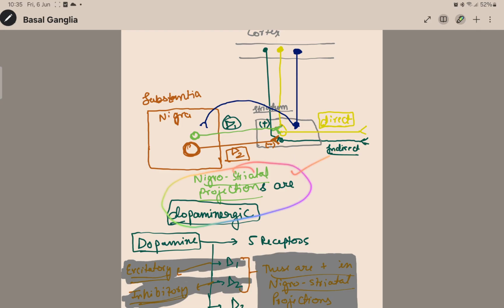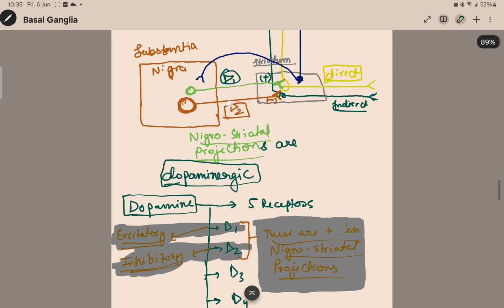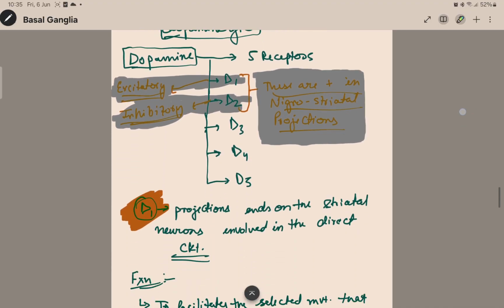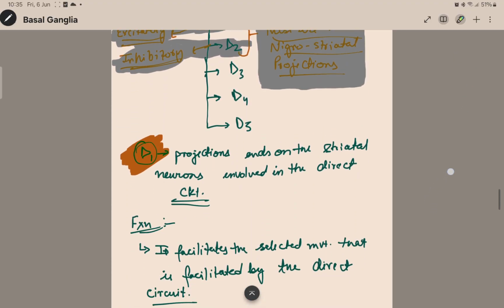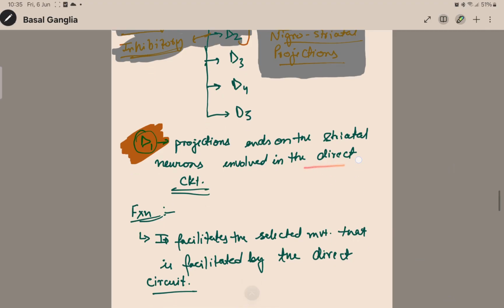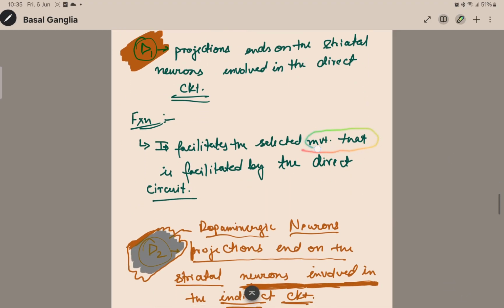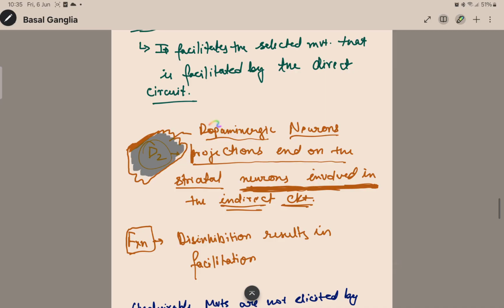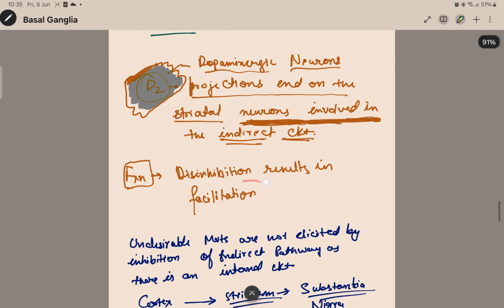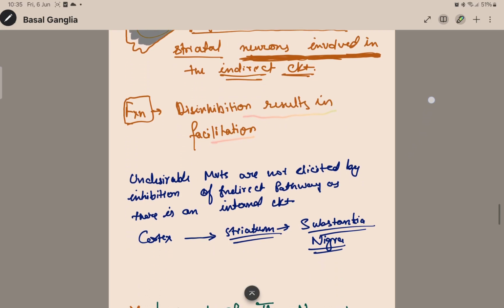I've told you this. D2 receptors are inhibitory, D1 are excitatory. So D1 projections end on striatal neurons involved in direct circuit function. It facilitates the selected movement that is facilitated by the direct circuit. And D2 dopaminergic projections end on striatal neurons involved in indirect circuit function. This inhibition results in facilitation.